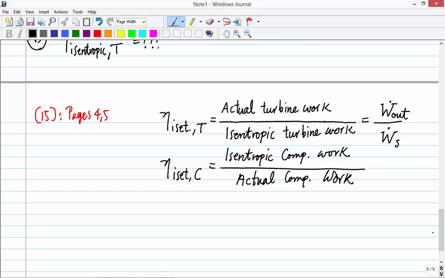So the turbine, if it works isentropically, gives us more work. It's a better turbine, right? So when you make this ratio, you put the greater work in the denominator, and the lesser work in the numerator. That's why we say actual work divided by isentropic work, because we're sure that in an ideal world, the turbine gives us more work. So the isentropic turbine work is larger than the actual turbine work.